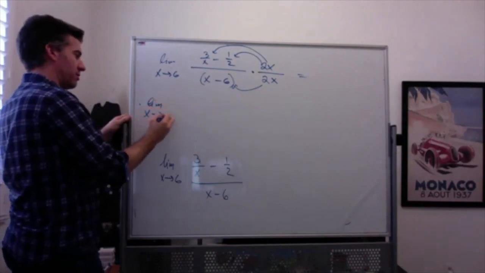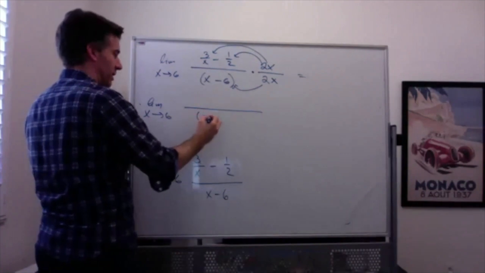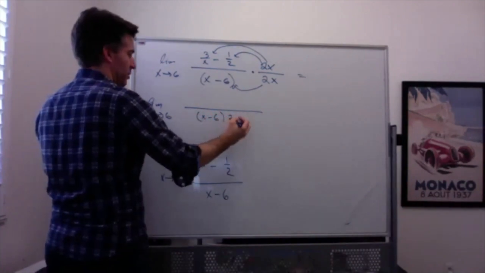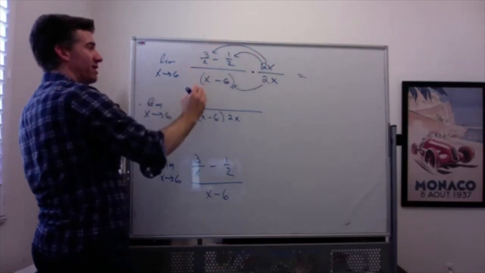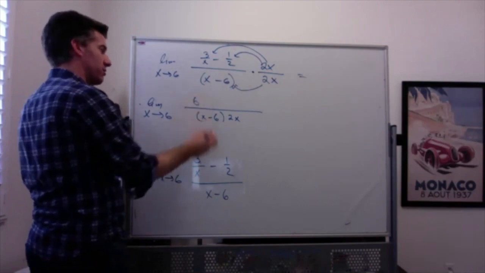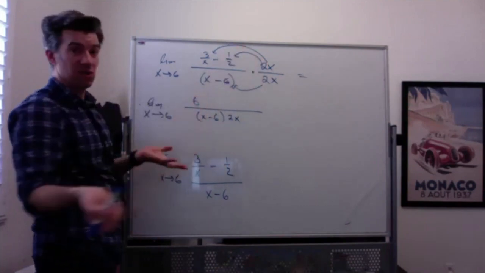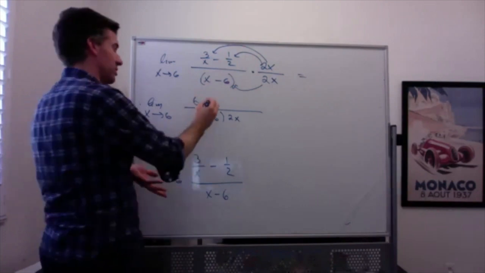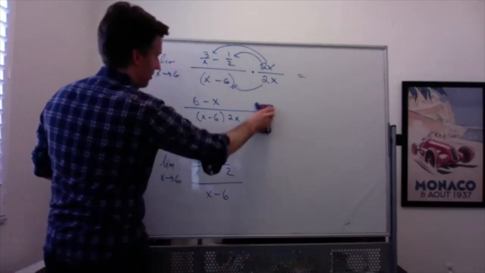So write the limit. In the denominator, we're just going to have x minus 6 times 2x. In the numerator, 2x times 3 over x. The x's cancel, and we get 3 times 2, which is 6. And then minus 2x times 1/2. The 2's cancel, and you get minus 1 times x, which is minus x. And then we have 6 minus x. So that's what we're looking at.